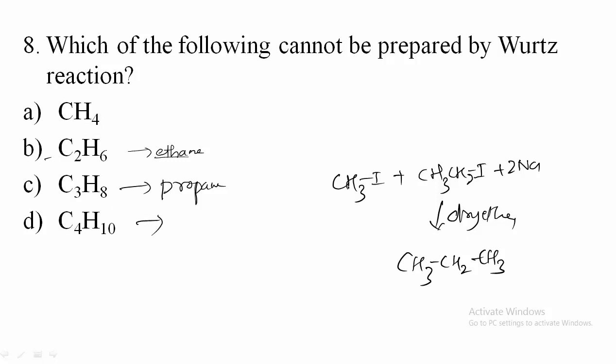That is also, instead of CH3, if I take CH3CH2I, and here also CH3CH2I, then I will get CH3CH2CH2CH3. So C4H10 can also be prepared by Wood's reaction. But is it possible to prepare methane? Because only one carbon is there. So which compound are you going to take? So that is not possible. So methane cannot be prepared by Wood's reaction.